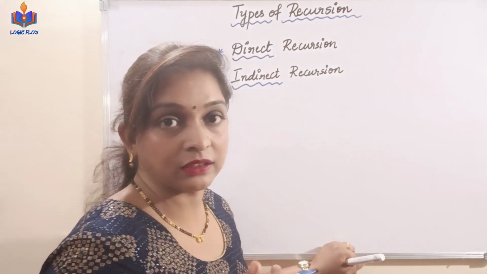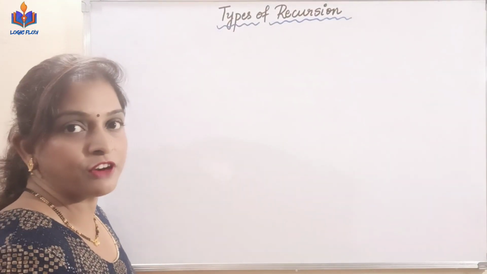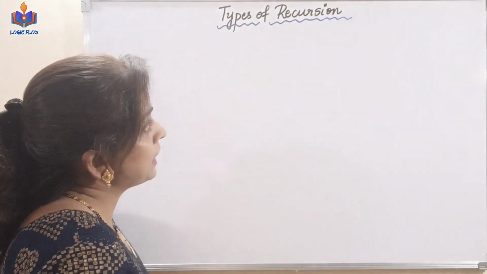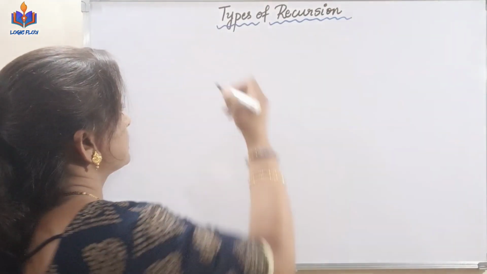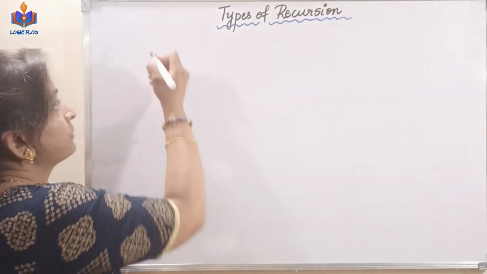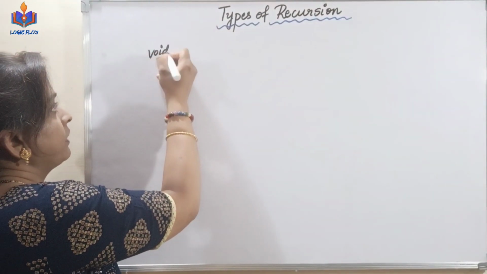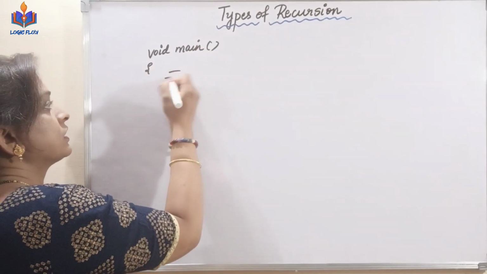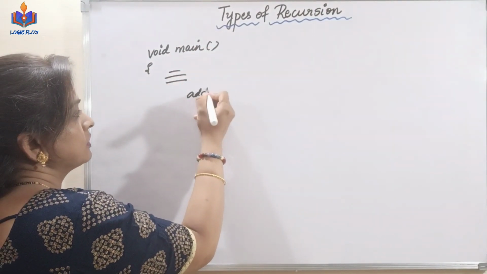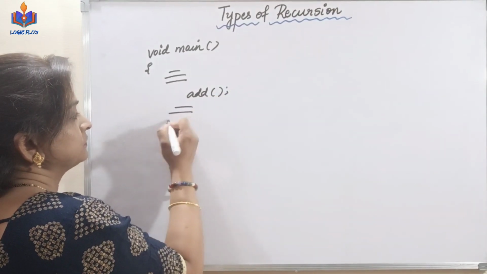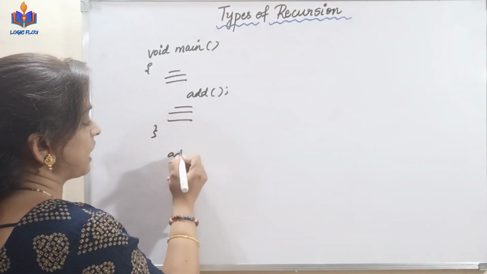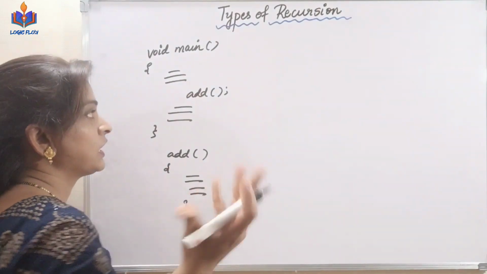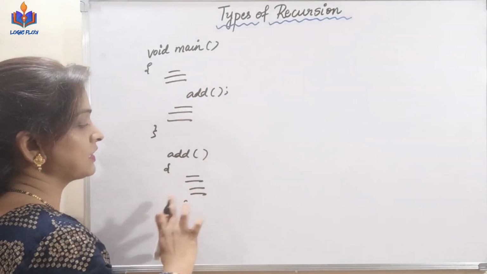So let's see that. We have seen a normal function. For example, we will have the main function, and inside the main function we will have a function call. Say for example, I'll say it's void main, and I'll just make a function call, say add. Somewhere else we will have the code of that; some code will be defined for this. This is the calling function and this is the called function.